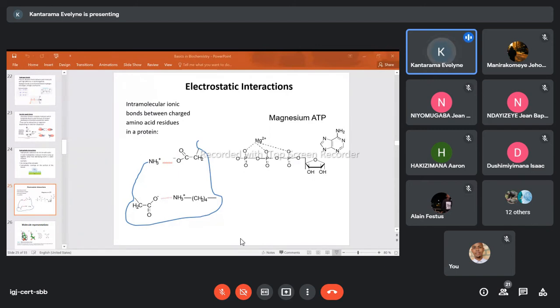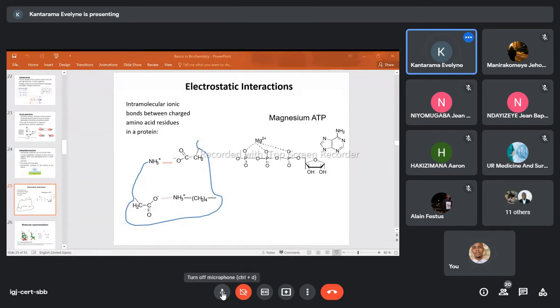Now, about molecule representations. In chemistry or biochemistry, molecules are represented differently. This is the same molecule represented in different ways. This is a computer-generated space-filling model, and this is a computer-generated stick representation. This is an extended line drawing showing all atoms and the bonds.